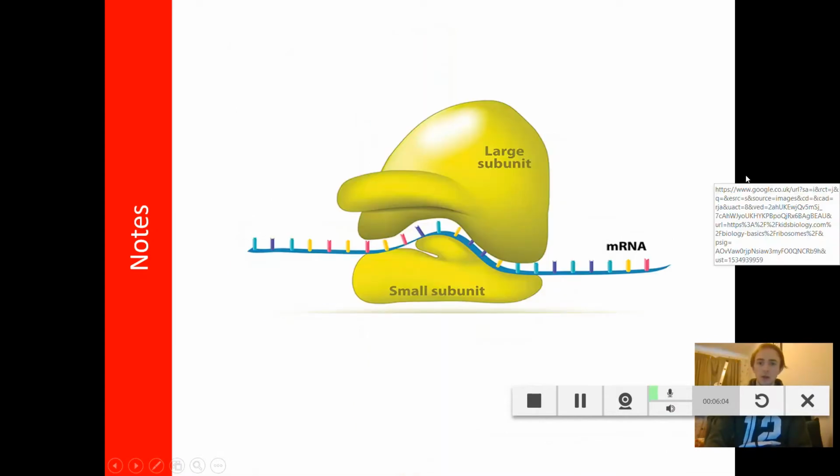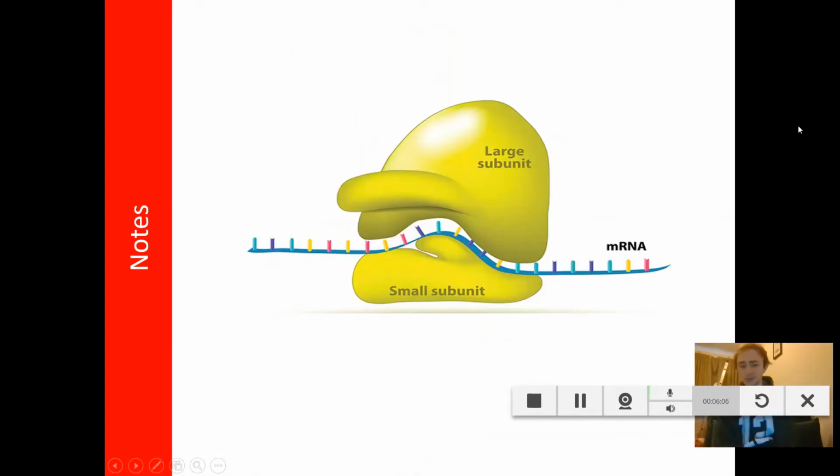And then we come to the small and large subunit. Well, this is relating to a ribosome, which is what you're looking at now. That's a ribosome. It's a drawing, obviously, not a microscope image. Now, as you should know from your cell topic, ribosomes are made of protein and RNA. They're made of a special kind of RNA called ribosomal RNA, or rRNA. You don't need to know that, you just need to know they're made of protein and RNA.